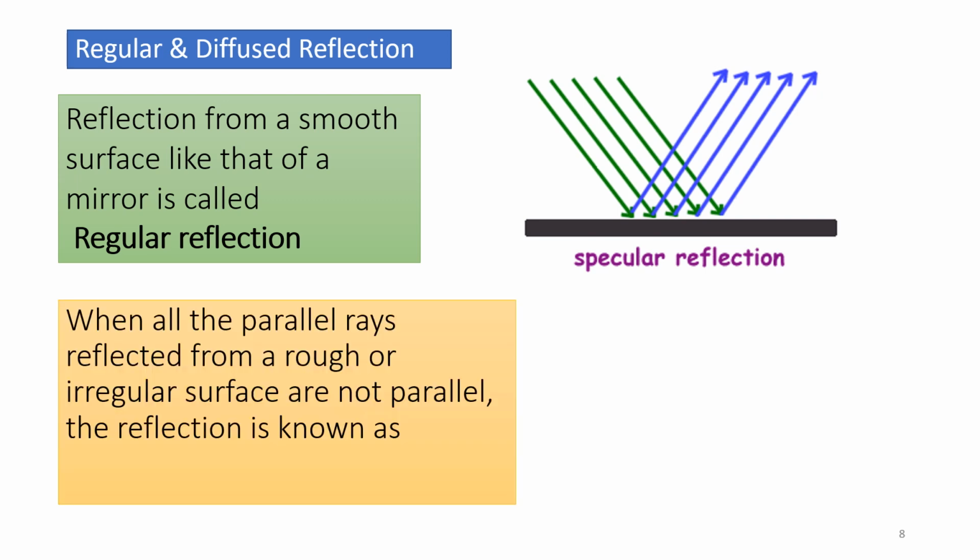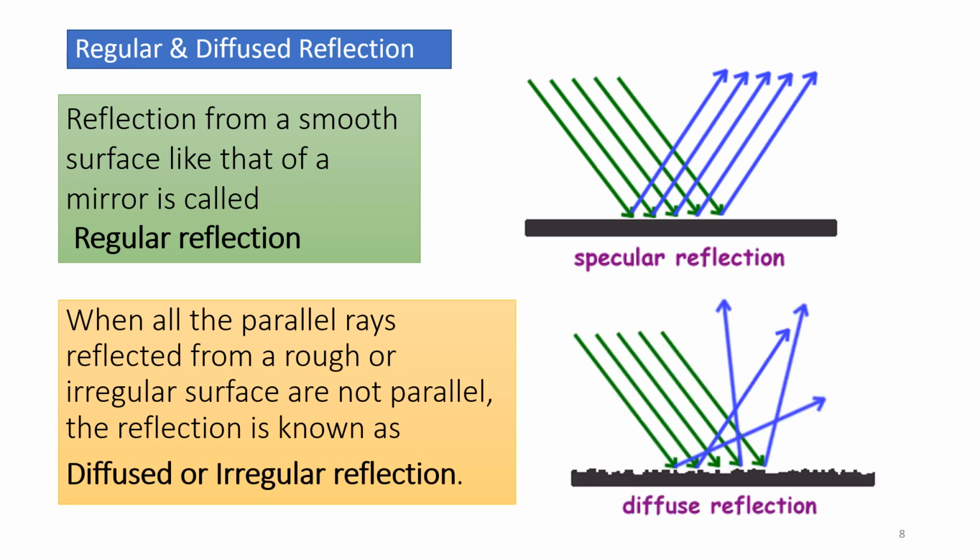Now we'll see diffused reflection. If there is a rough, irregular surface, the reflection on such kinds of surfaces is termed diffused or irregular reflection. So when parallel rays are reflected from a rough or irregular surface, they are not parallel after reflection, and the reflection is known as diffused or irregular reflection.